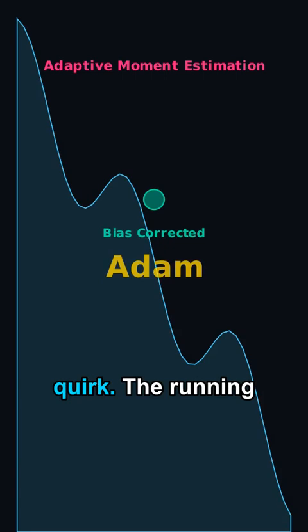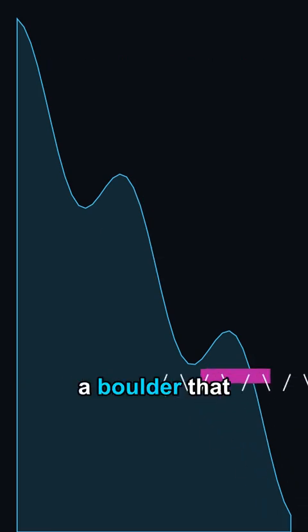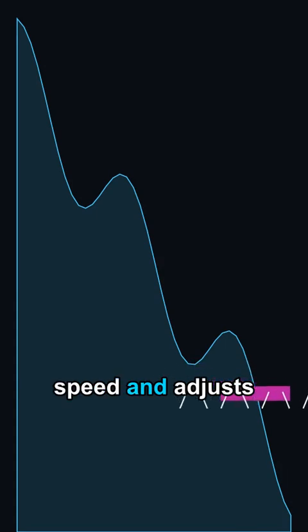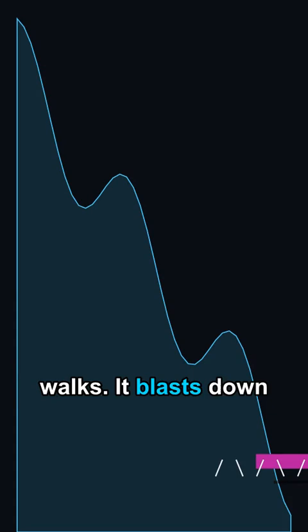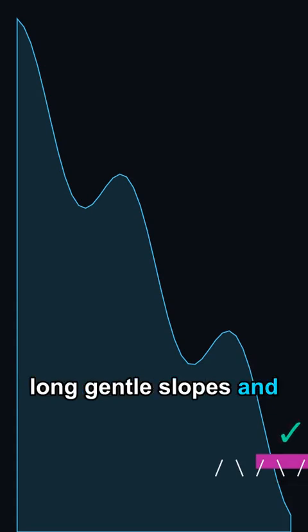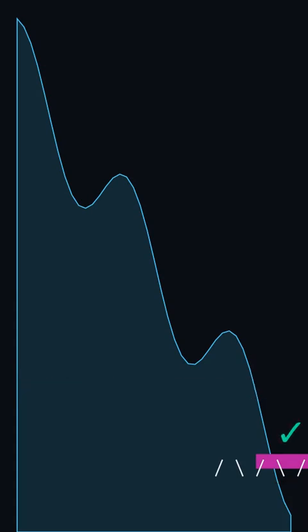There's a technical quirk. The running averages start at 0 and are biased low at the beginning, so Adam automatically corrects that warm-up phase. That's the click. Adam gives you a boulder that remembers its downhill speed and adjusts every foot to the terrain it actually walks. It blasts down long, gentle slopes and picks its way carefully through jagged ravines all at once. That combination turned a blindfolded hiker into a mountain-conquering machine.